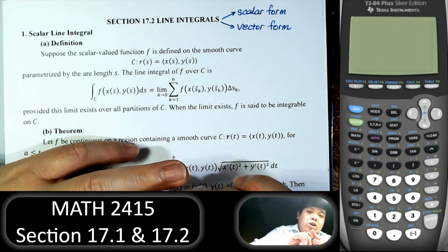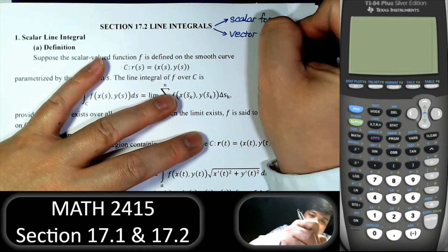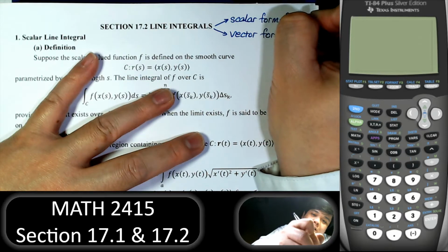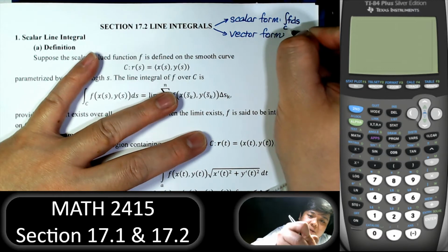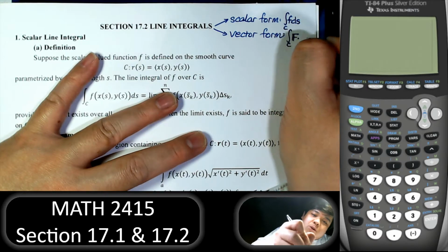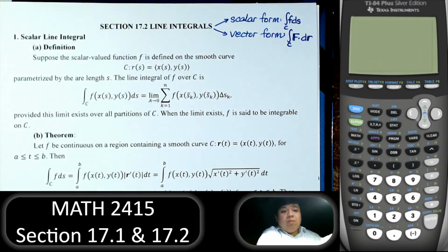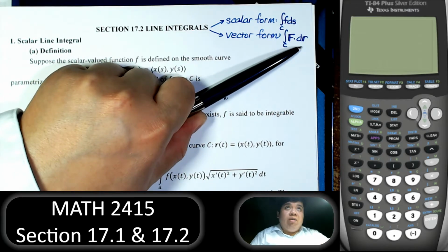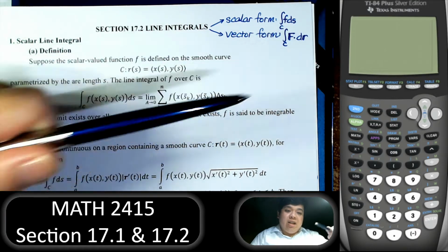So what is the difference between the two? I'm actually just going to give you an example of the scalar form. We have a function and then ds. That is the scalar form. The vector form, we have the vector dot product with dr. Those are the two basic forms of line integral. Obviously, this is the dot product of a vector, so this gives us just a scalar. This is a function, and ds is a function.